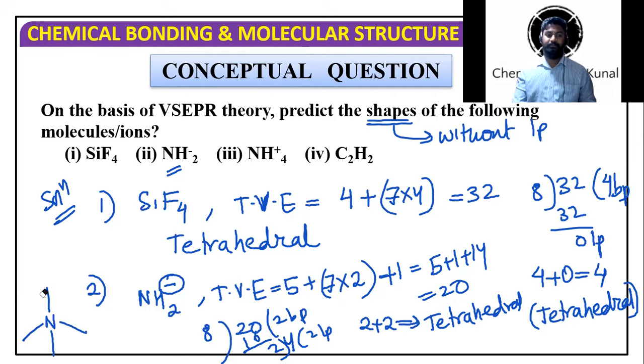So we have to place 2 lone pairs and 2 bond pairs. I have to put lone pairs somewhere here, right? And these are the hydrogen atoms. So how does it look like? Shape is always without lone pair, right? So without lone pair, how does it look like?